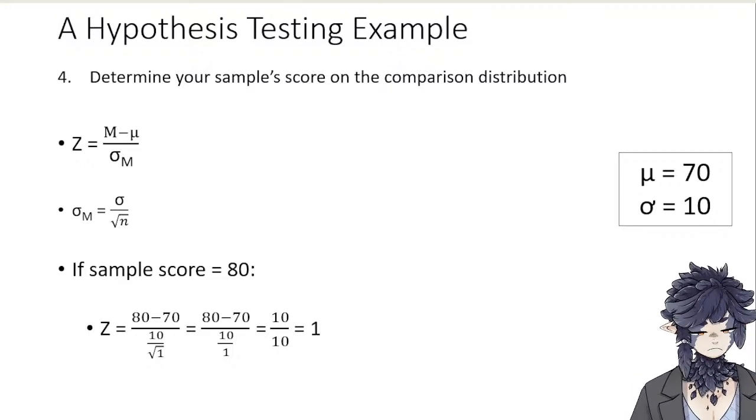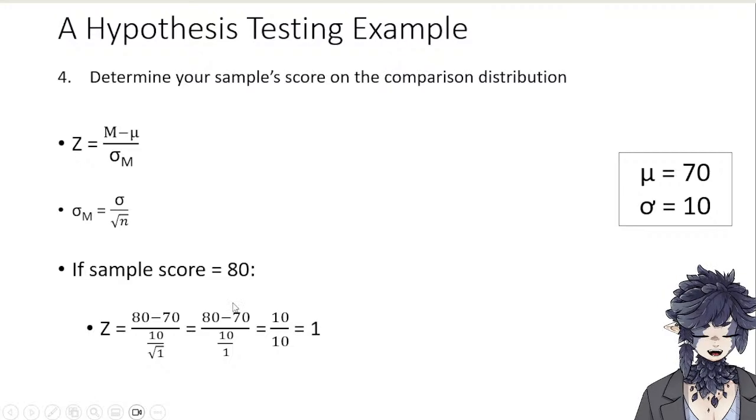Our z-score is 1. The woman who got $10 million, her happiness is 1 standard deviation above the population mean.